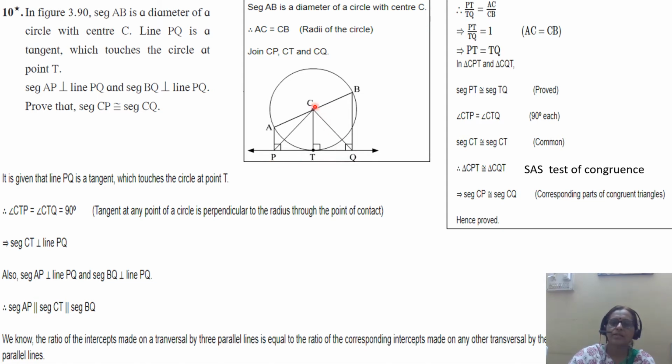Consider triangle CPT and triangle CQT. Segment PT is congruent to segment TQ, proved above. Angle CTP is congruent to angle CTQ, each 90 degrees. Segment CT is the common side. Therefore, the two triangles are congruent by the SAS test, and therefore CP is congruent with segment CQ, corresponding parts of congruent triangles. CP congruent with CQ. Proved.